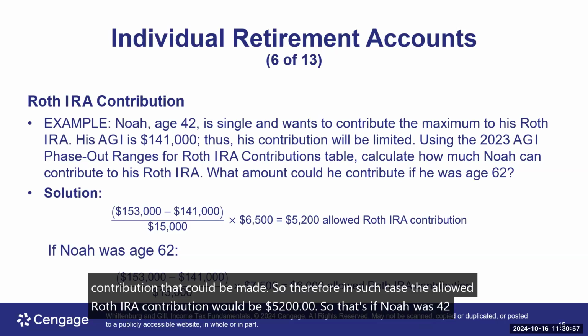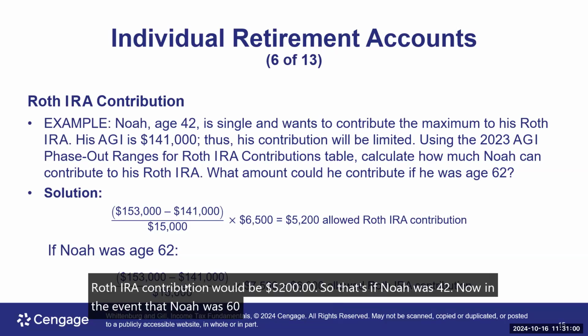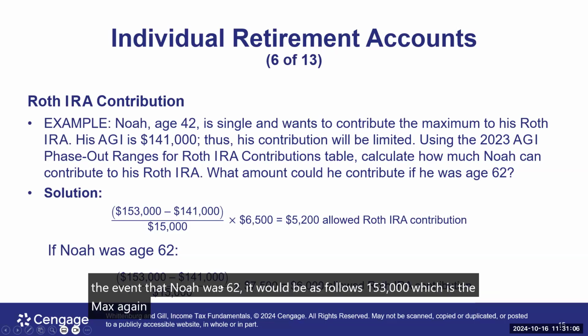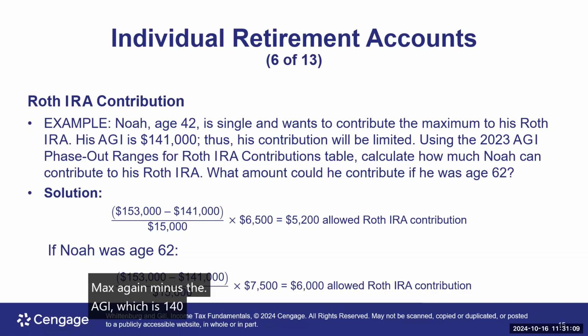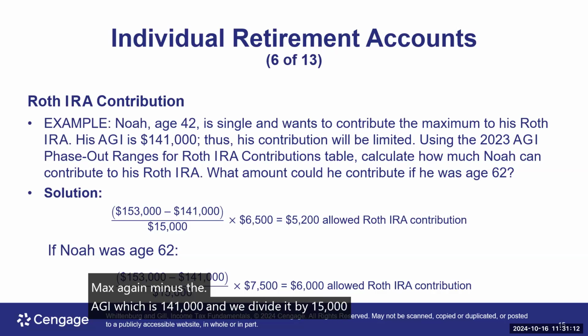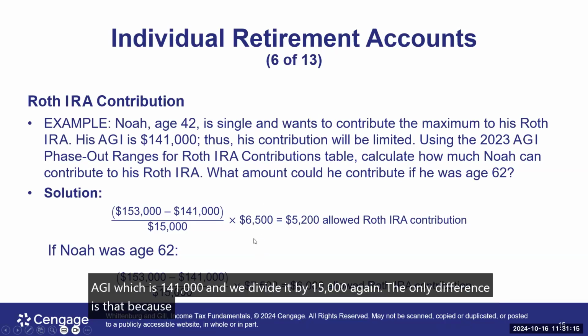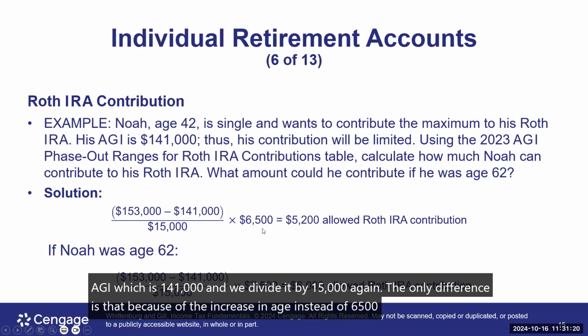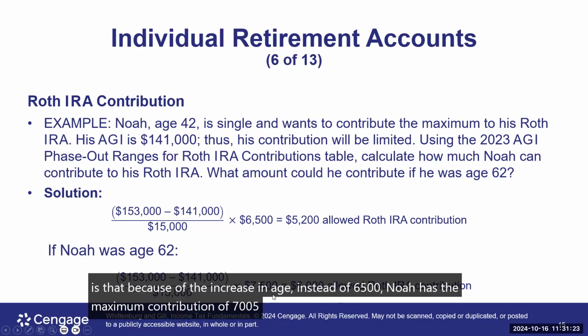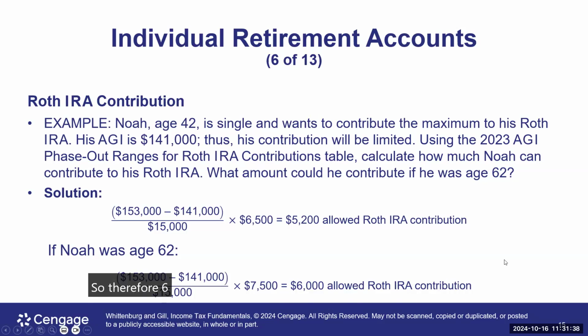Now, in the event that Noah was 62, it would be as follows: 153,000, which is the max again, minus the AGI, which is 141,000, and we divide it by 15,000 again. The only difference is that because of the increase in age, instead of 6,500, Noah has the maximum contribution of 7,500. So therefore, 6,000 would be allowed.